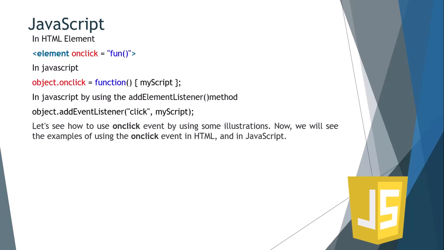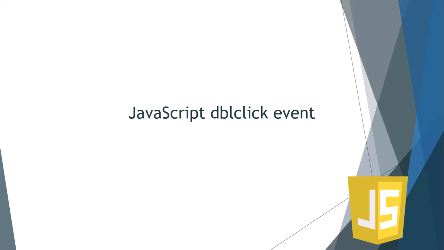Now in HTML elements, we have the element onClick function, and in JavaScript we have the object.onclick function. In JavaScript, we can also use the addEventListener method, object.addEventListener. Let's see how to use the onClick event by using some illustration. Now we will see the example of using the onClick event in HTML and in JavaScript.